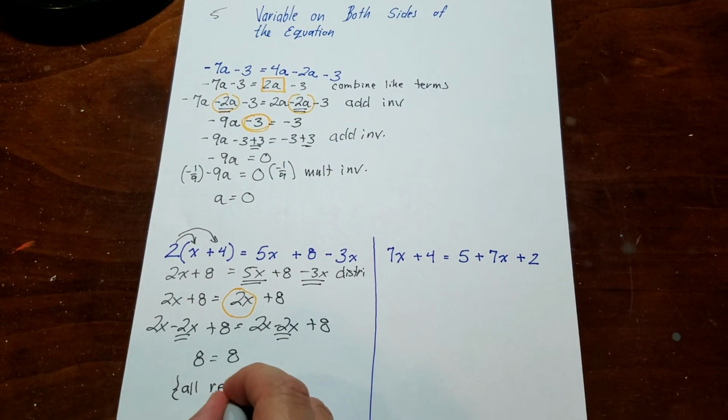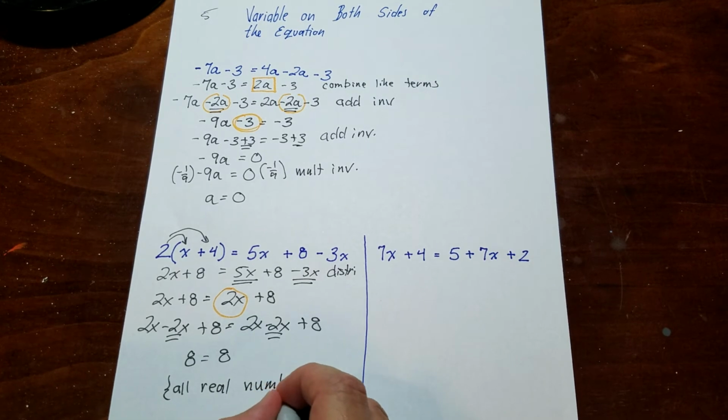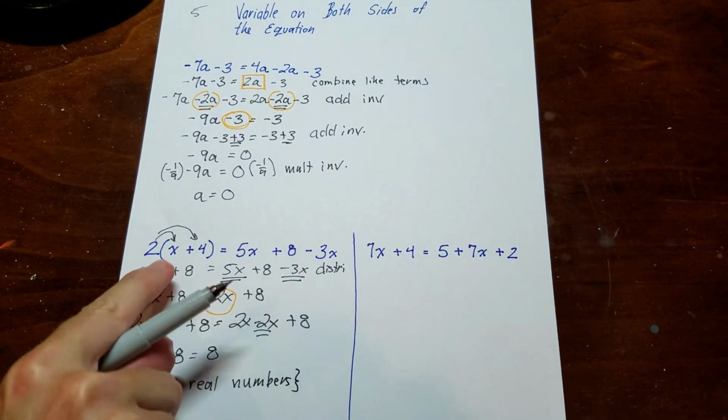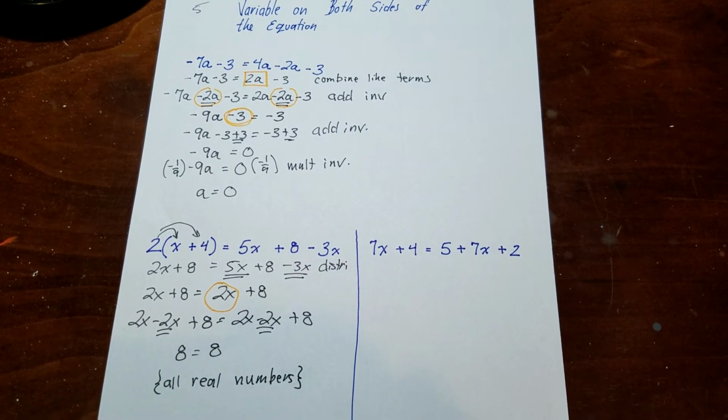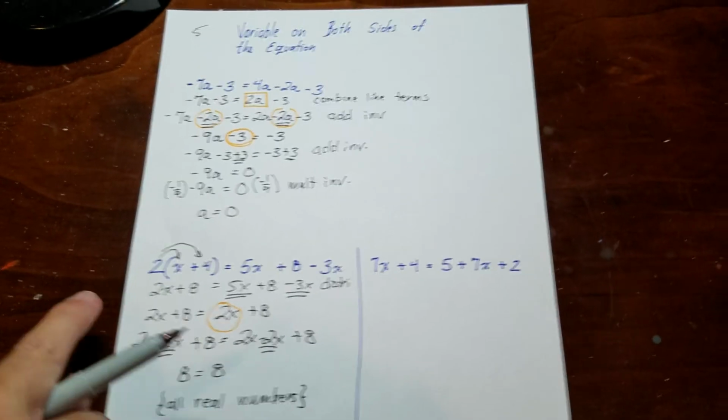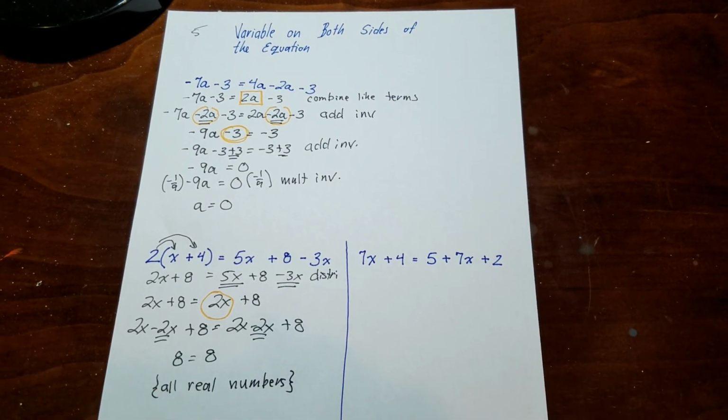So if you get something where you have the same value on both sides of the equation, that's called all real numbers. What that means is that you can stick anything in the place of x into this equation, anything you want, 3/4, infinity, -5, whatever. It'll work. It'll come out true. That's what all real numbers means.